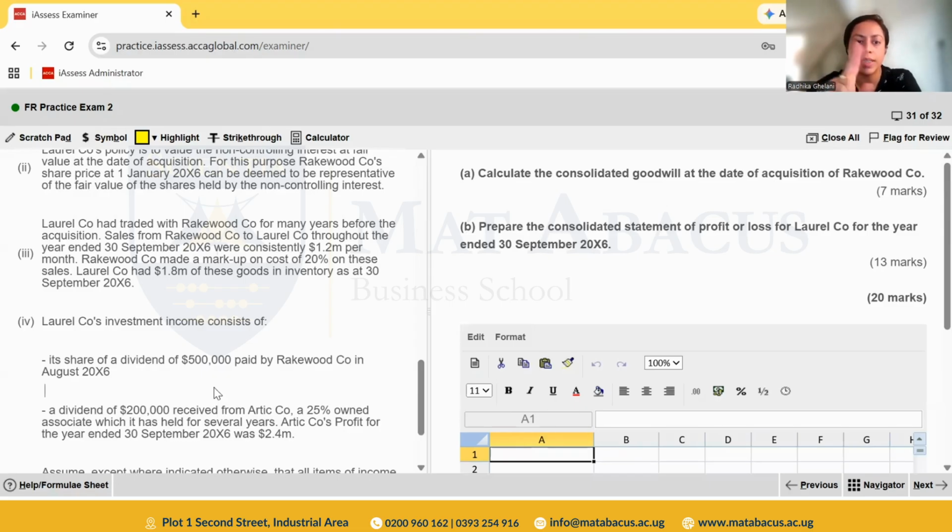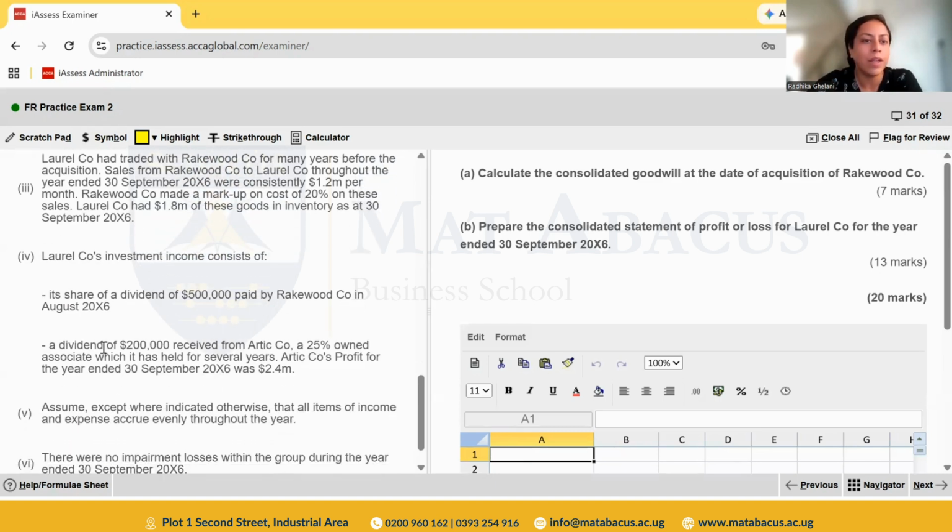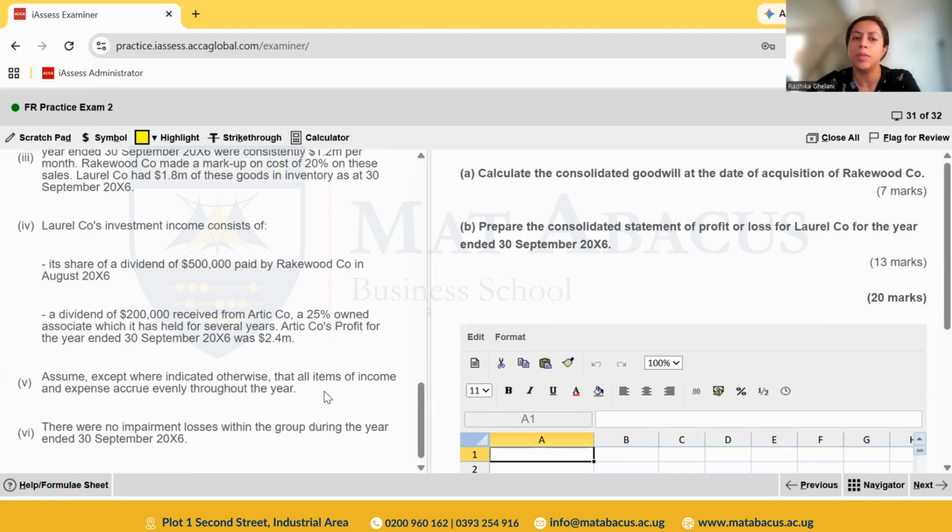That's part of it. And the second thing under investment income is a dividend of 200,000 received from Arctic Company, which is a 25% owned associate, which it has held for several years. So even dividends from associates, these are also intercompany items. You have to eliminate them, okay, when you're doing your consolidation. But now since we have an associate situation, what are we going to include in the SOPL for our associate? Remember, in the SOPL, since it's an associate, you don't consolidate, meaning you don't add together everything like you add for subsidiaries. What you include is the parent's share of the associate's profit for the year.